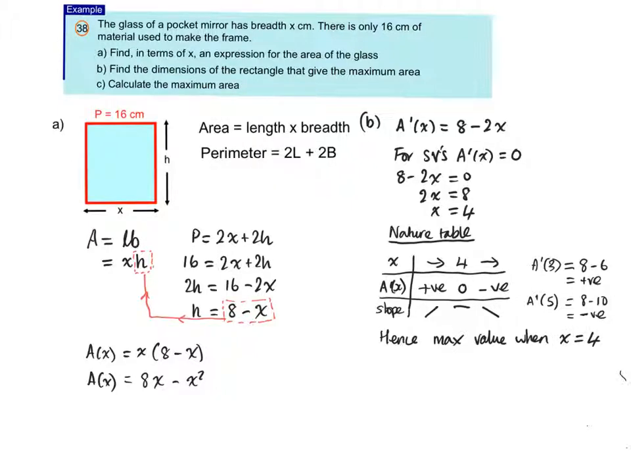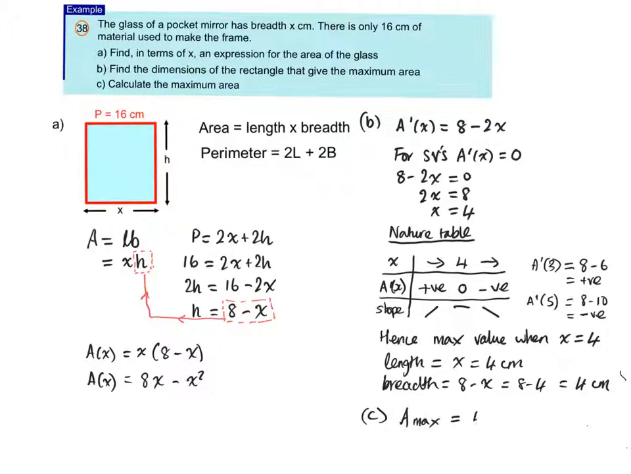The question, of course, asks us to find the dimensions of the rectangle. So we know the length is x, which is 4 centimetres, and the breadth is 8 minus x, which gives us 8 minus 4, which gives us 4 centimetres as well. And just to finish off, the question actually asks us to figure out the maximum area. So the maximum area is just 4 times 4, which is 16 square centimetres.